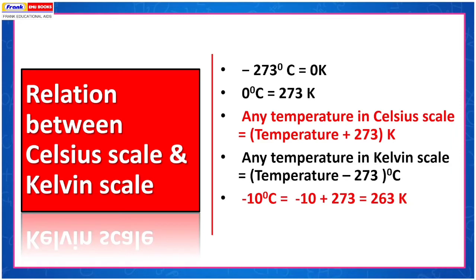Example: minus 10 degrees Celsius equals minus 10 plus 273, that is equal to 263 Kelvin. 100 Kelvin equals 100 minus 273, that is equal to minus 173 degrees Celsius.